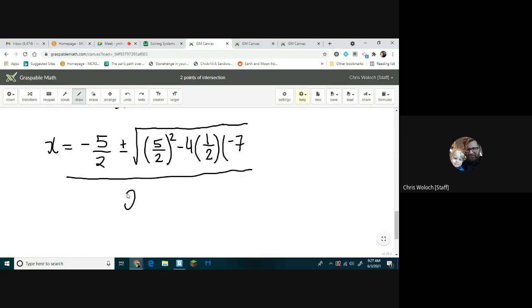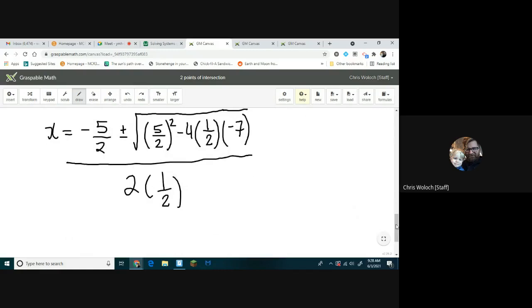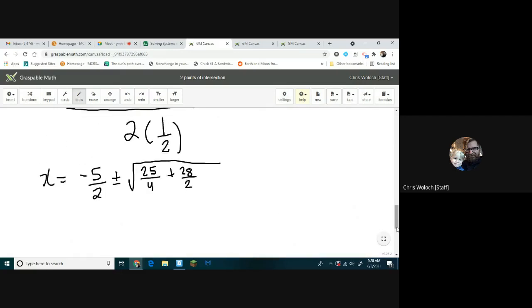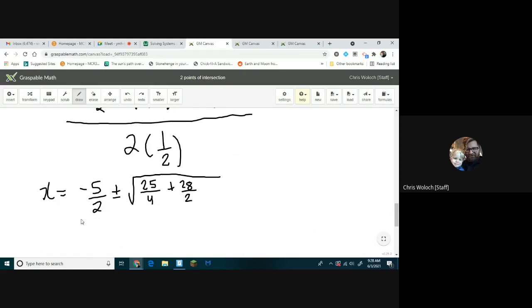All over 2 times, oh, I got a bracket there. 2 times a half, right? Yeah. And then now I'm going to have, okay, so 5/2 squared is going to be 25/4 minus, so this whole thing is going to be, minus times a minus is going to be a plus. It's going to be plus 28/2. And then notice this whole thing is divided by 2 times a half, which is just divided by 1.